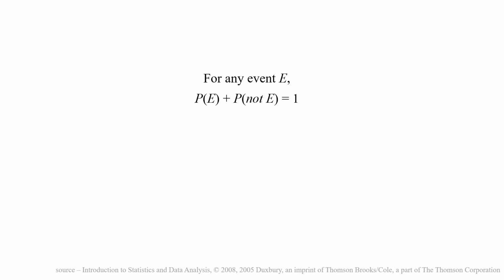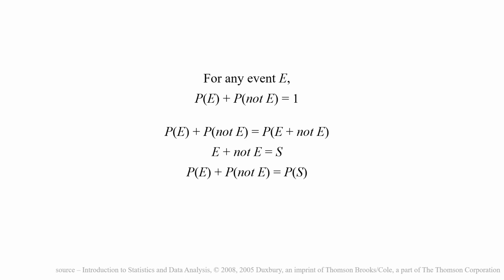Basic property number 4. For any event E, probability of E plus probability of not E equals 1. Since E and not E are disjoint, probability of E plus probability of not E equals probability of E plus not E.